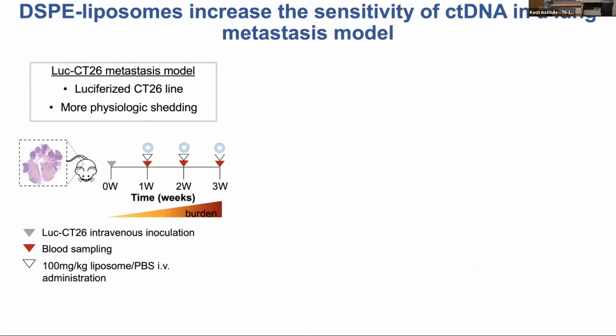This is now a lung metastasis model where we inject a luciferase version of the cell line intravenously. And we found that this model had a more physiologic shedding, in that more burden amounted to more ctDNA being shed. And we treated mice with liposomes throughout tumor progression to see how sensitivity changed at different stages of tumor burden.